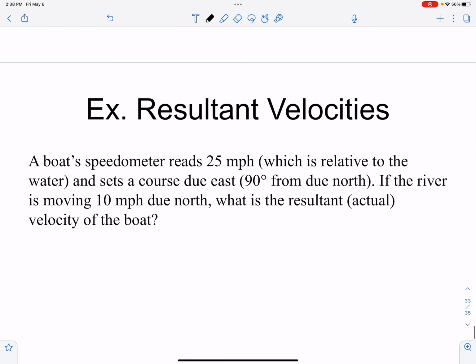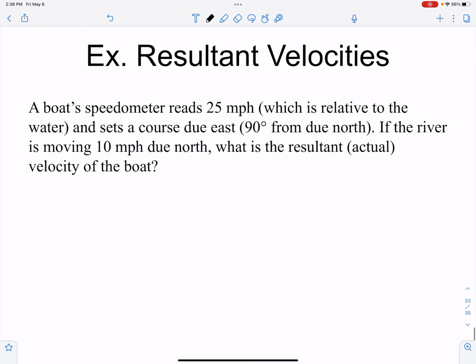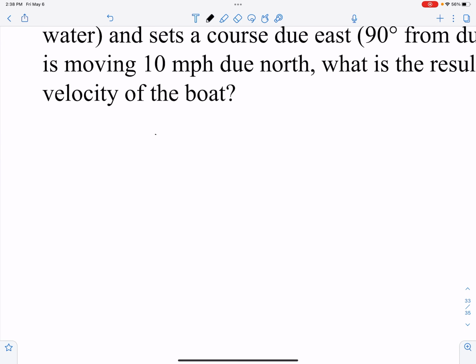So we're going to look at a few examples where we're going to calculate a resultant vector. The first two examples are going to have to do with velocity. This first example says a boat's speedometer reads 25 miles per hour, which is relative to the water, and sets course due east, 90 degrees from due north. If the river is moving 10 miles per hour due north, what is the resultant, or the actual, velocity of the boat? So I'm going to draw a two-dimensional plane.